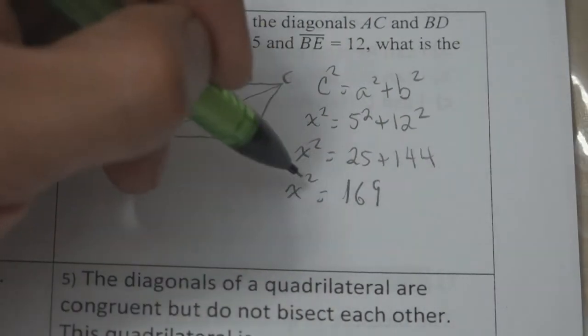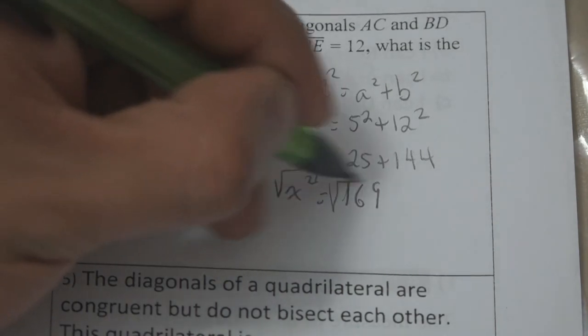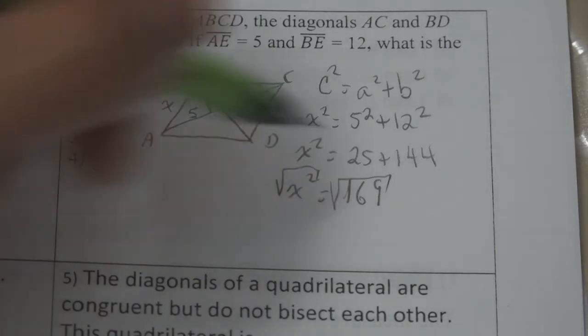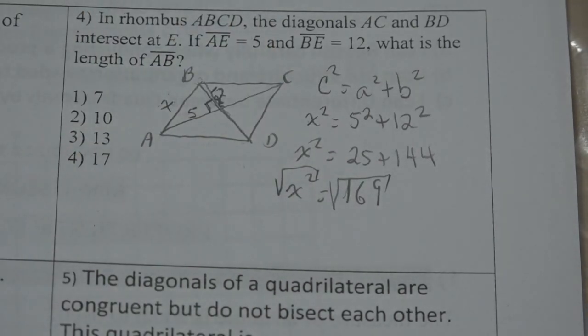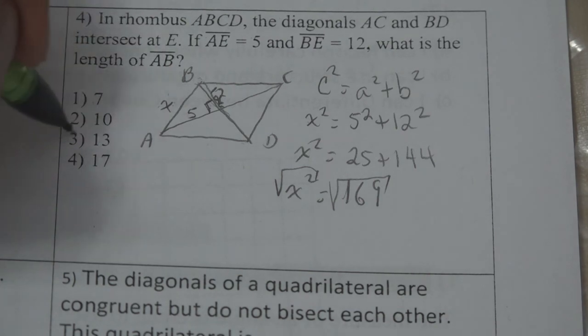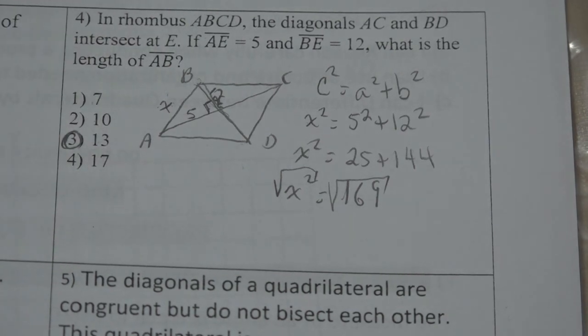Then I have x squared, so I need to take the square root of this. At the end of every Pythagorean theorem, I take the square root. So what is the square root of 169? Beats me, right? So don't worry, I got you. Square root of 169 is, 7 times 7 is 49, 3 times 3 is 9, okay, 13. Alright.